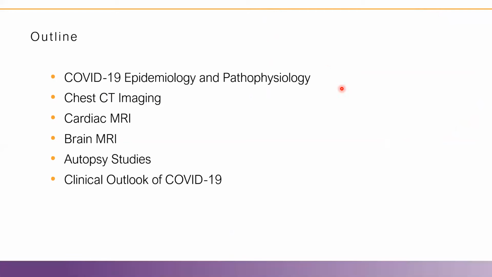So just briefly looking at an outline of what I'll present today, I'll first look at a very brief intro of the current prevalence of COVID-19 and the pathophysiology as we currently understand it, really just to motivate the different imaging modalities and the different organs that I'll look at today. And then I'll finish off with a clinical outlook for patients who have survived COVID-19 and what their functional recovery looks like.